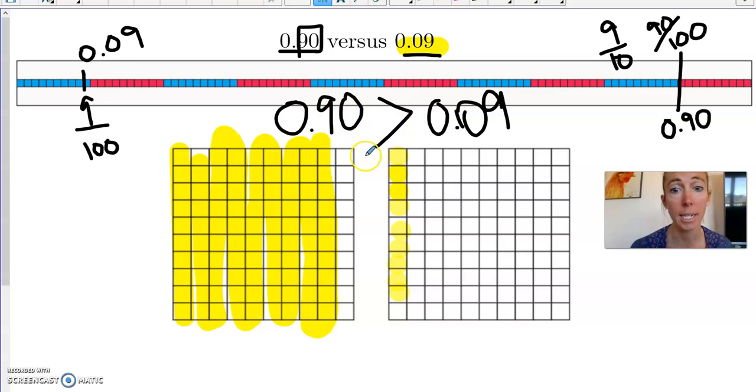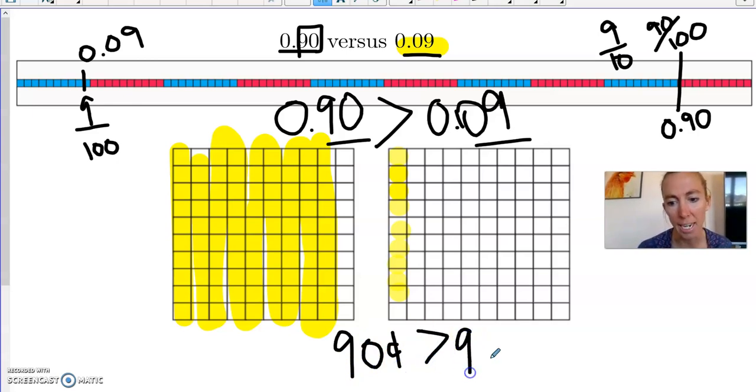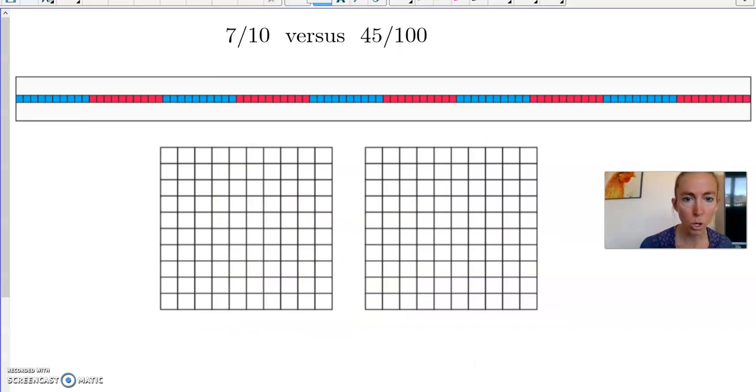Booyah! 90 hundredths is way more than 9 hundredths. This is 90 cents, and this one is only 9 cents. So if you're going to write it in cents, it'd be like this: 90 cents is worth more than 9 cents. If you want to put dollar signs on these, you could. You put it at the front, but you don't put a dollar sign and the cent symbol. It's technically not correct. All right? Okay, do we need one more?